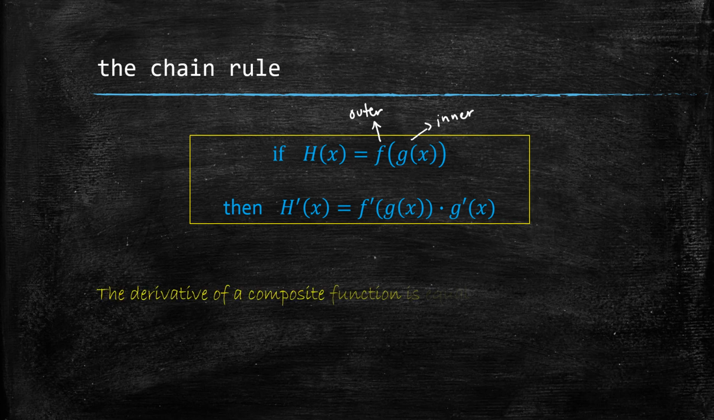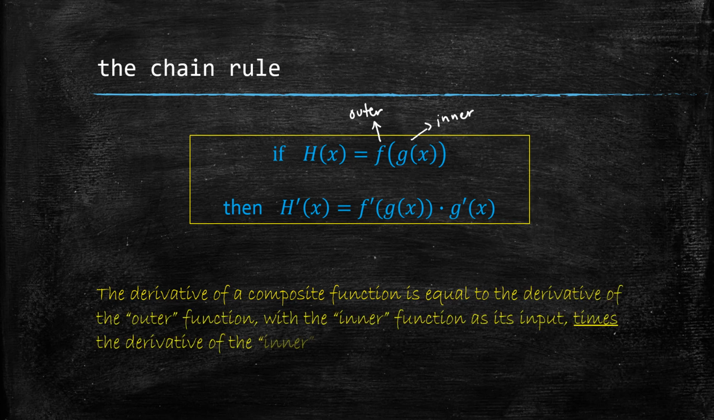So I'm going to put that in words. It's helpful to think of it like this because the notation can get a bit confusing. The derivative of a composite function is equal to the derivative of the outer function with the inner function as its input, times the derivative of the inner function. And in the next slide, we'll get plenty of practice with this.